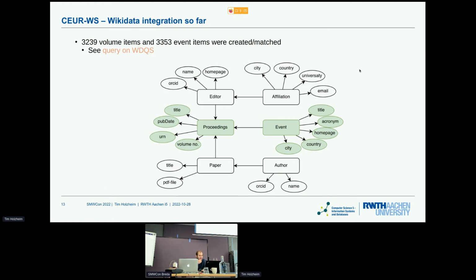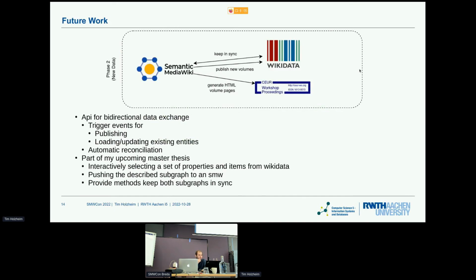Yeah, and as I said, a look into the future: once we have all the data in our Semantic MediaWiki, we want to add new volumes only in Semantic MediaWiki and then publish them to Wikidata, and also keep updates from Wikidata. So we want to provide triggers for publishing and loading updates, and also automatic reconciliation on, for example, locations and so on.